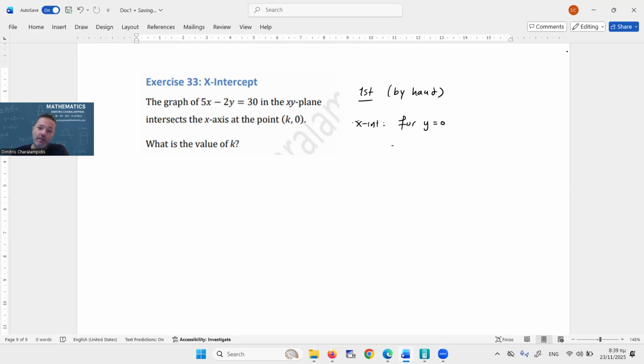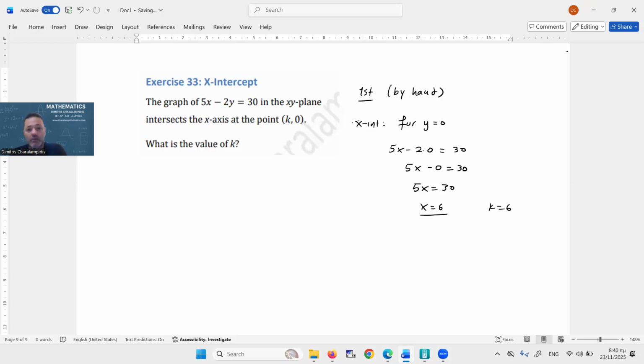So 5x minus 2 times 0 equals 30. This means that 5x minus 0 is 30. So 5x is 30, which means that x should be 6. Therefore, the value of k would have been 6.